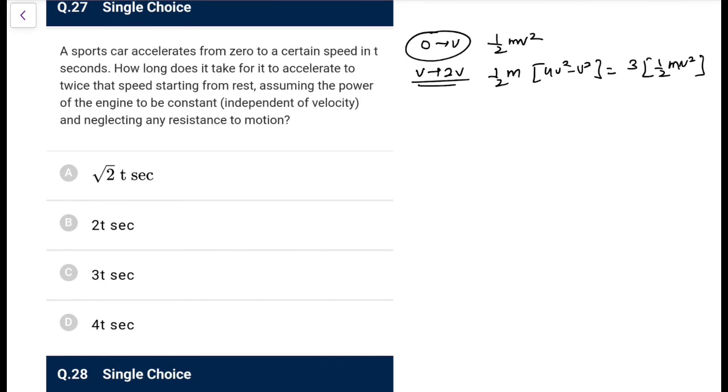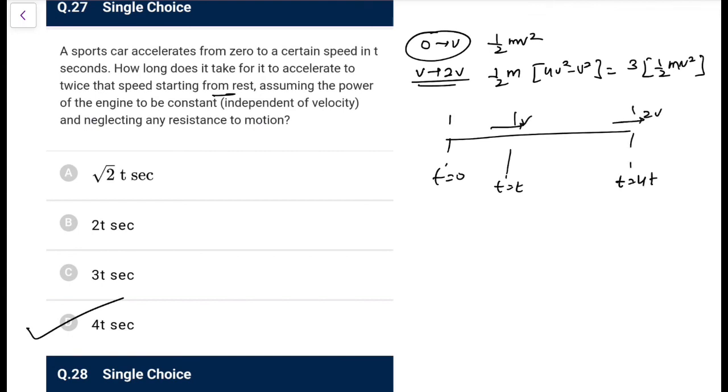So it will require 3t more seconds. How long does it take to accelerate to twice that speed starting from rest? The total time would be t plus 3t, that is 4t. To explain, it is t equal to 0 at the start. At time t, the speed has become v, and at time 4t, the speed has become twice of v. That is what the question is saying.